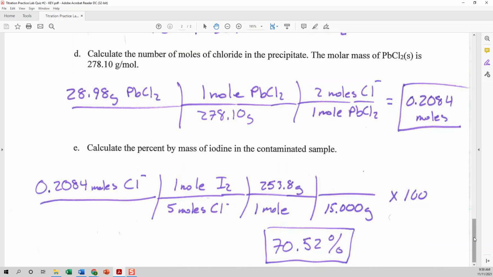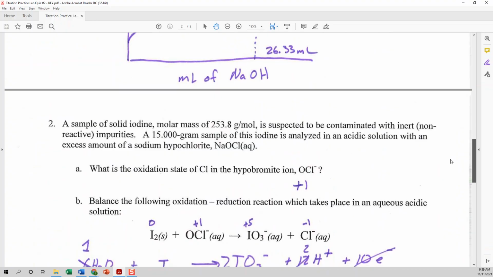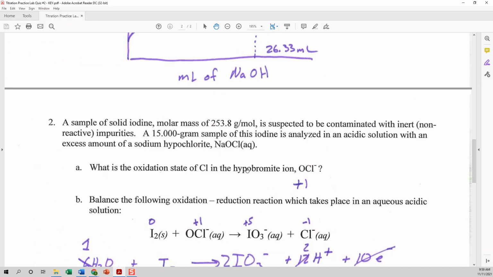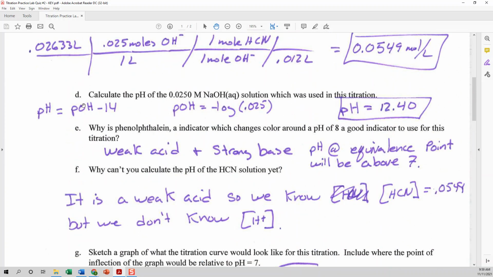Hopefully that all makes sense to you and you feel confident for the quiz tomorrow. Just remember a couple of typos. That should say hypochlorite, not hypobromite. That should say hypochlorite, like there. And this should really say 14 minus pOH, not pOH minus 14.